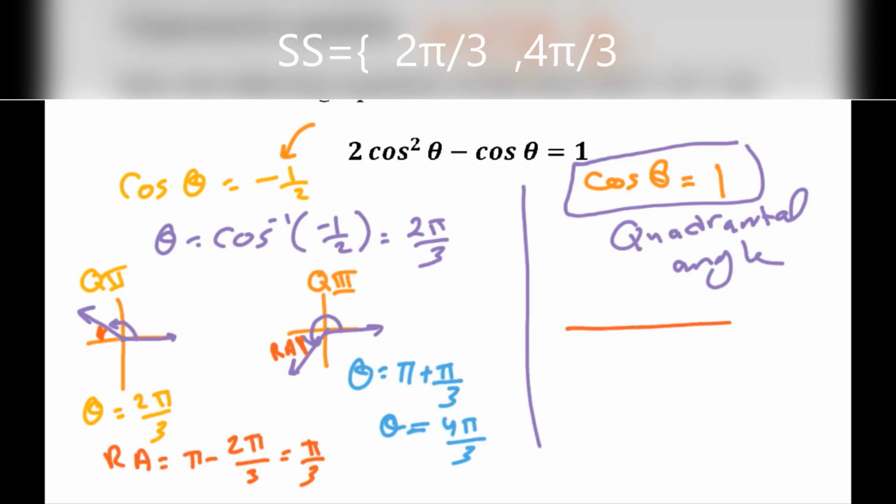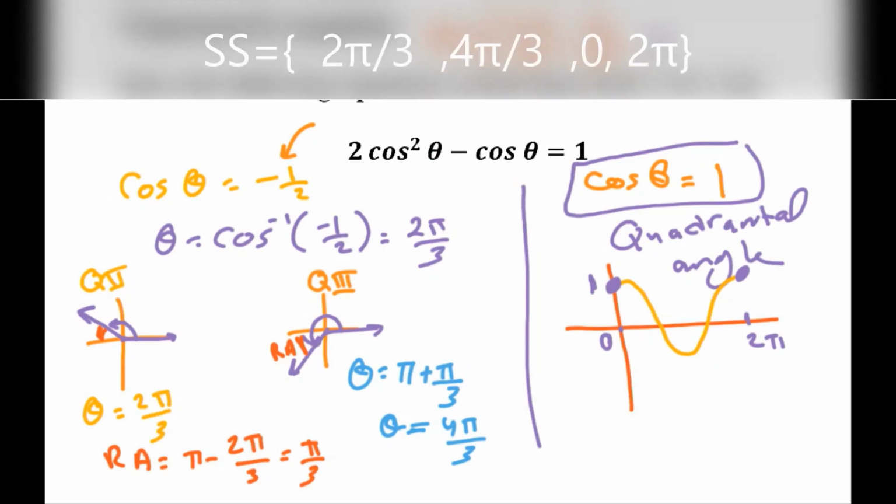So I will recall the shape of the parent function from 0 to 2 pi. So where's the 1? 1 is here. So this is the first angle, this is the second angle. This angle is 0, and this one is 2 pi. So cosine 0 is 1, cosine 2 pi is 1. So these are my other angles. And here we go.